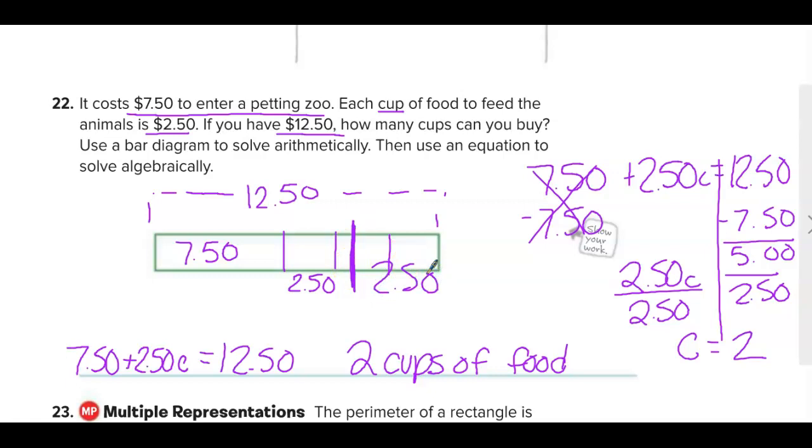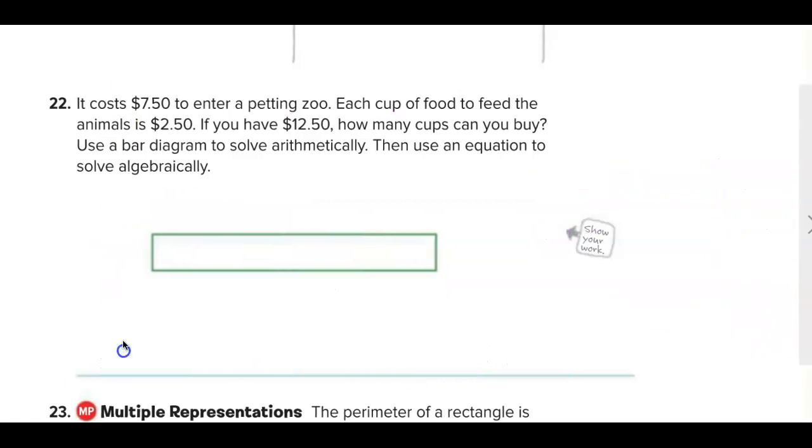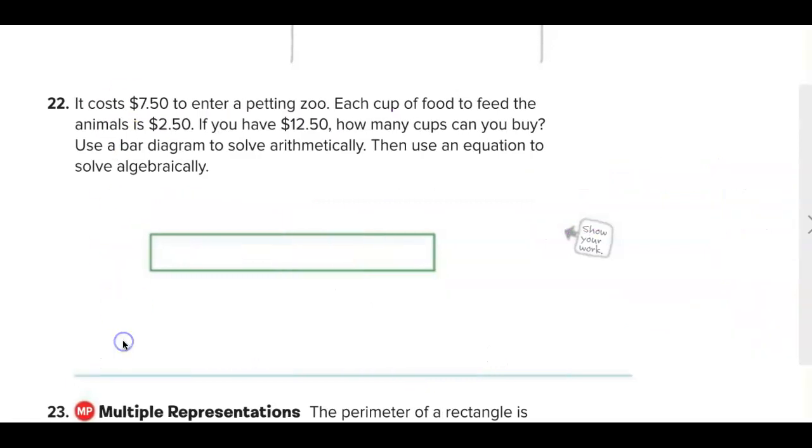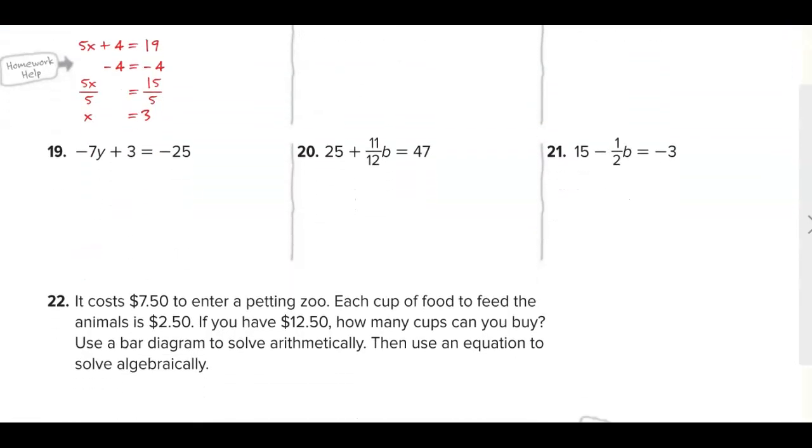All right, we're going to go to number 21. So number 21, we have 15 minus 1/2 b equals -3. So we always work on the side that has the variable. I need to get rid of that 15 that is with the variable. So since it's a positive 15, I'm going to subtract 15. Those make 0 pairs. I'm left with -1/2 b equals -18.